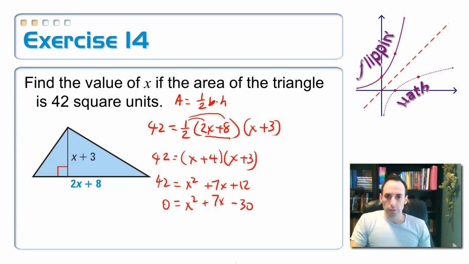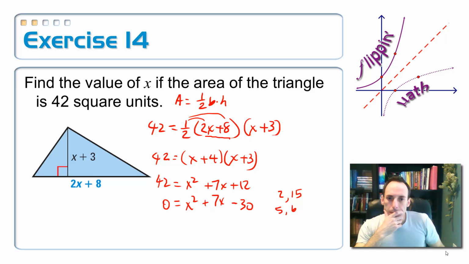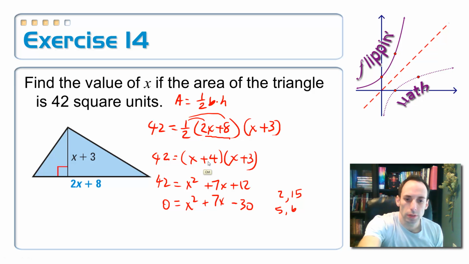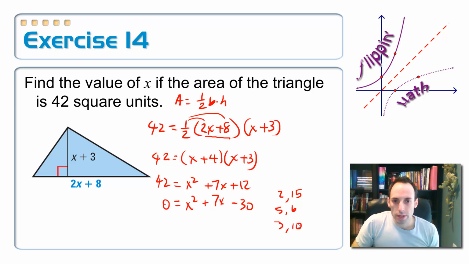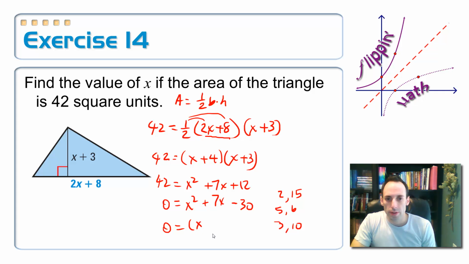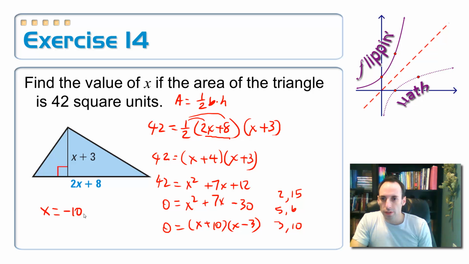And, right? I think so. So what do we got? We've got 2 and 15. We've got that have to multiply up to 30, and that's not going to give us what we want. 5 and 6. That's not going to work. Oh, wait. What about 3 and 10? 3 and 10. That'd give us 7 if the 10 was positive. So 0 is equal to x plus 10 and x minus 3, which means that x could be equal to negative 10 or 3, right?